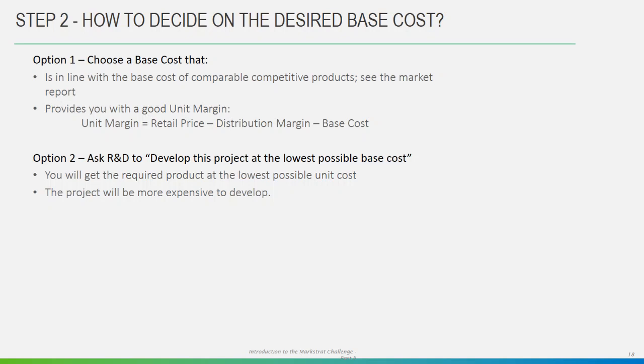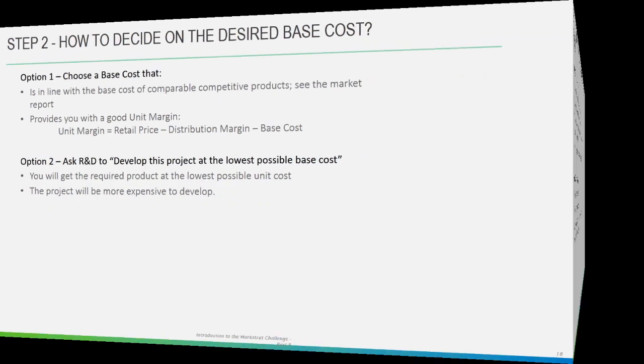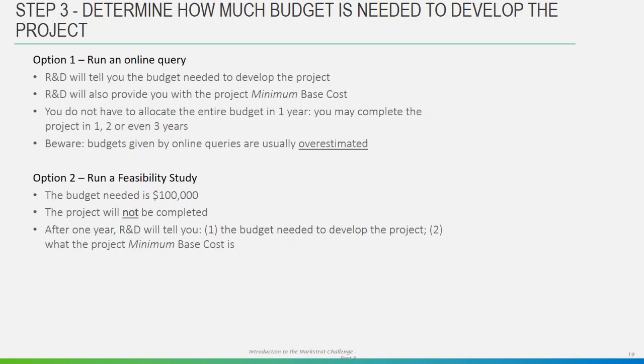If you specify a base cost, it's going to work real hard and cut corners and could cause some trouble and some delays in completing. All right, the online queries we mentioned is how you determine how much budget you're going to need in order to pay for this R&D project or this prototype, whatever you want to call it.